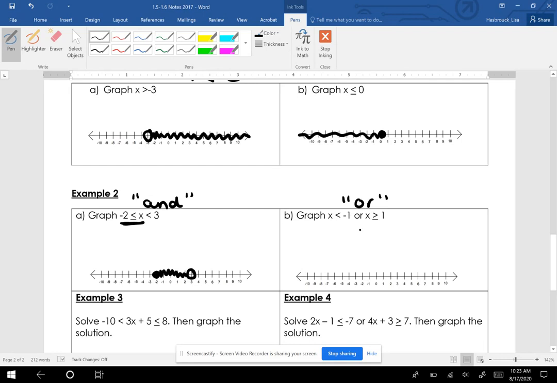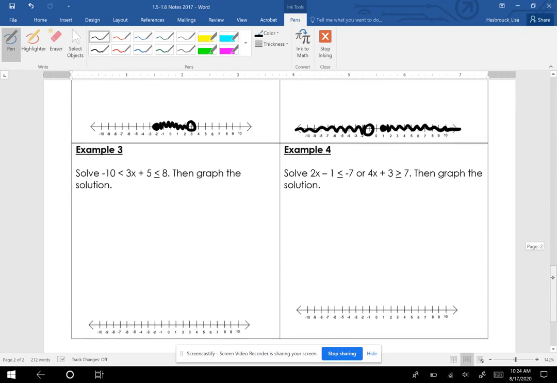When it's OR, there's no sandwich here. They're not stuck together, okay? So we're just going to graph each one individually. X is less than negative 1, means there's an open dot at negative 1, and we shade to the left. Or, for the next part, x is greater than or equal to negative 1. So since it's greater than or equal to, we put a closed dot, and then we shade to the right. So notice the shading goes away from each other in the OR problems, towards each other in the AND.